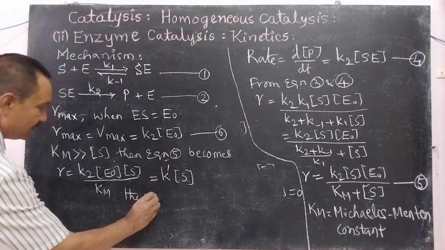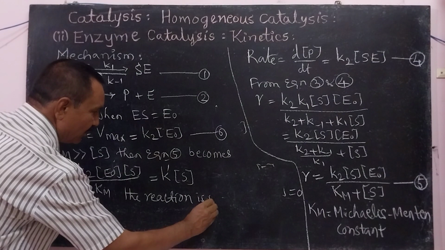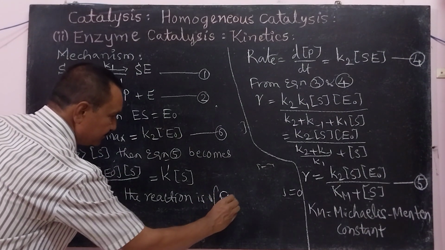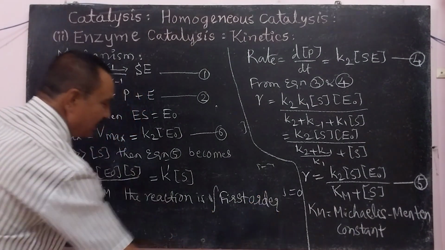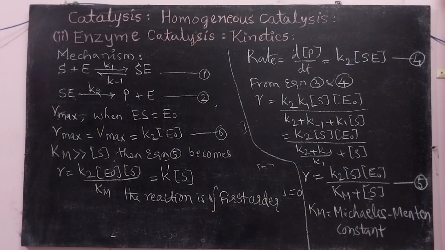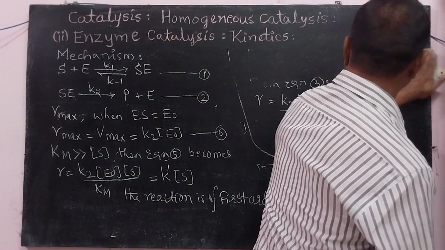Then we say that when Km is very much greater than the concentration of S, the reaction is of first order. The reaction becomes first order when Km is very large, or the concentration of S is negligible compared to Km. Then, similarly, we can apply the other cases.